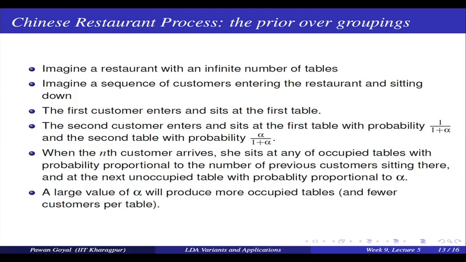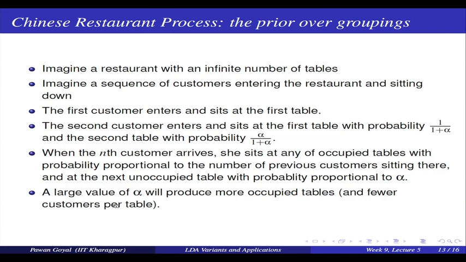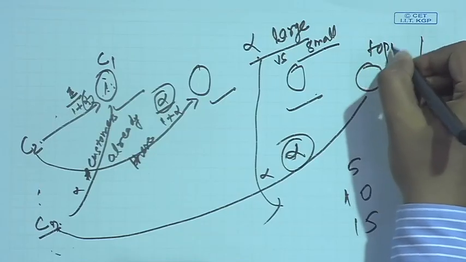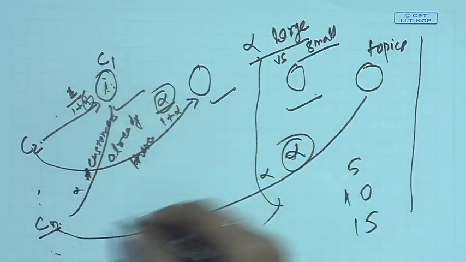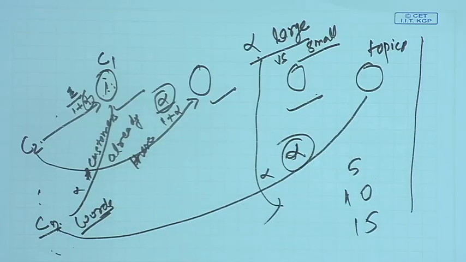We saw that if I have a large value of alpha, I'll have more occupied tables and fewer customers per table. Now, this looks interesting. If I have a document, I can model these tables as my topics, and these customers as my words. And I can say which words are assigned to which topics.